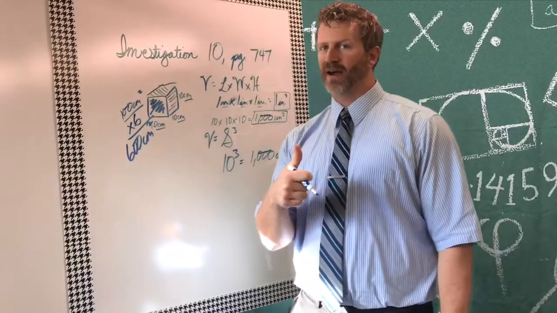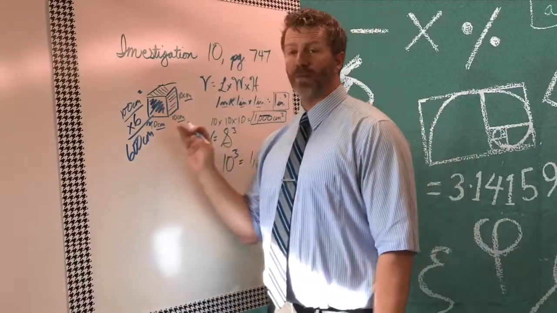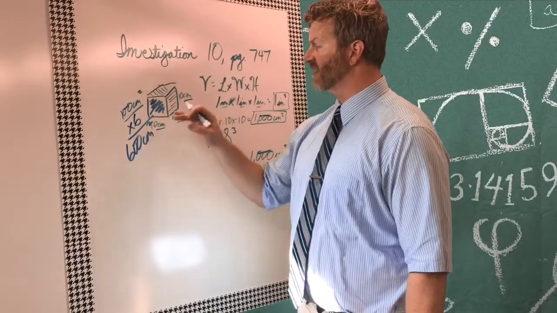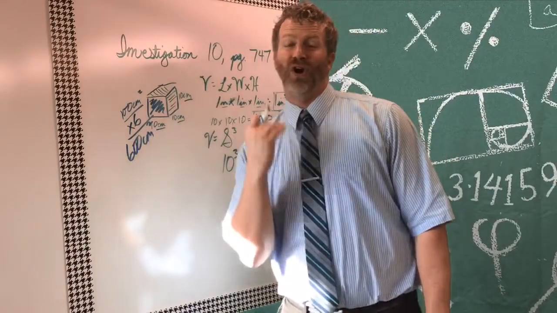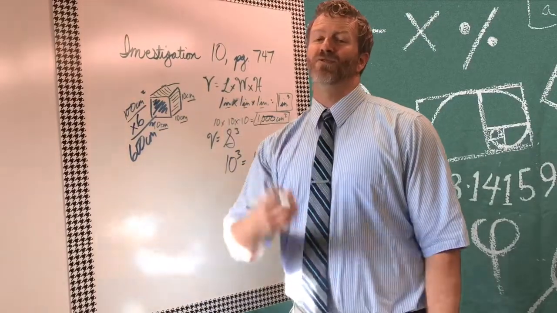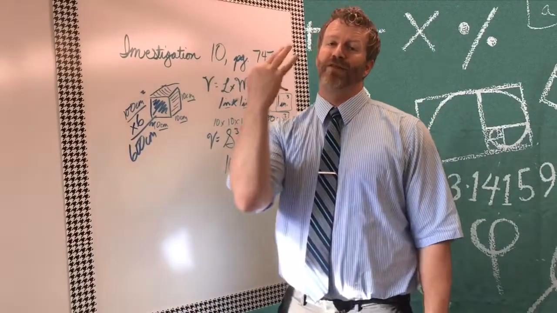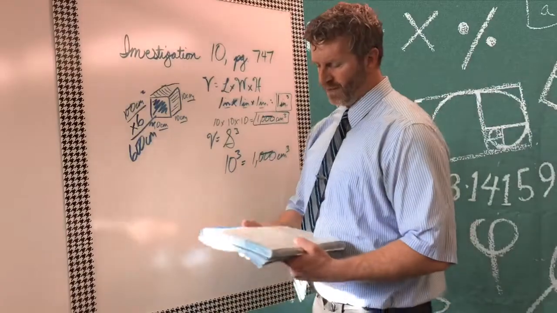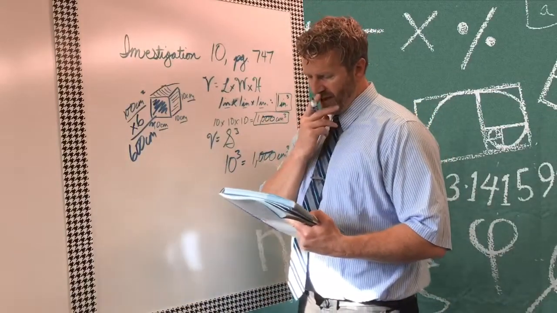Cool? You guys see how we're doing that? So if it's a perfect cube and all the sides, the length, the width, the height are all the same, then all we have to do is cube that number. So just multiply it times itself 3 times. Cool, let's check this out.